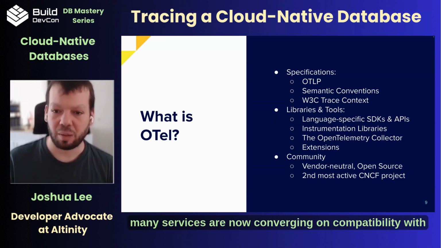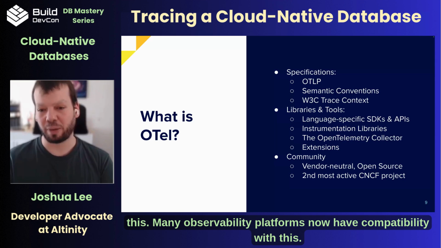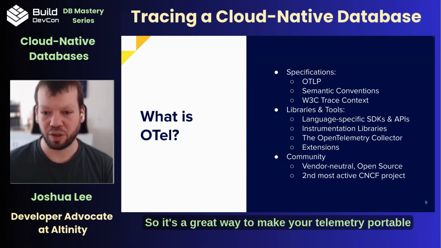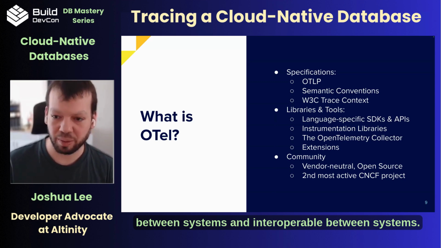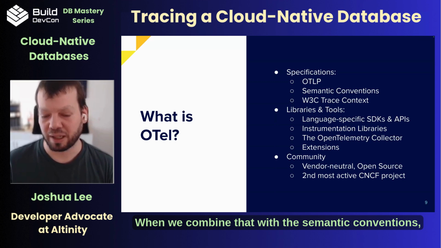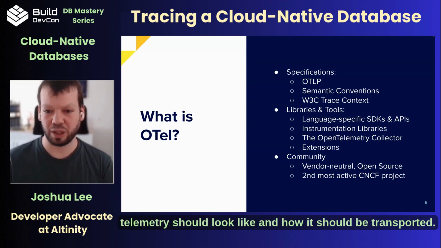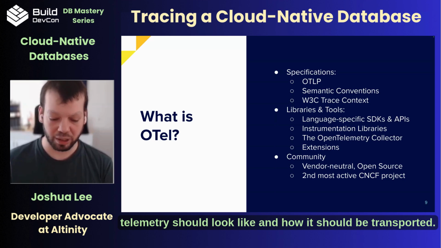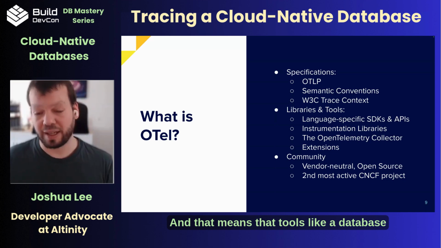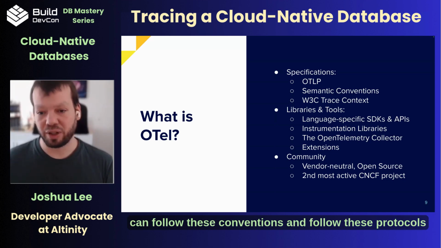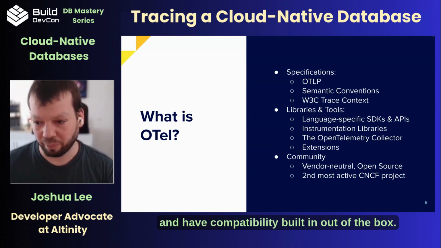One of the key specifications is OTLP, which is the wire protocol that telemetry is sent between services using. Many services are now converging on compatibility with this. Many observability platforms now have compatibility with this. So it's a great way to make your telemetry portable between systems and interoperable between systems. When we combine that with the semantic conventions, we have this universal API for what our telemetry should look like and how it should be transported. And that means that tools like a database can follow these conventions and follow these protocols and have compatibility built in out of the box.